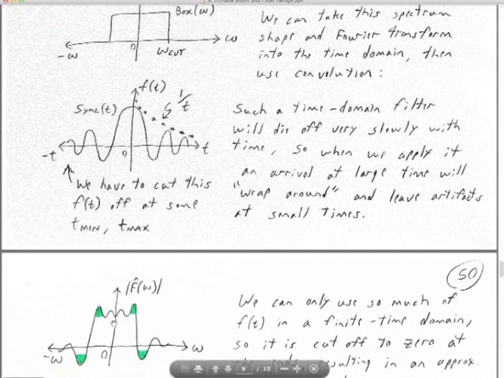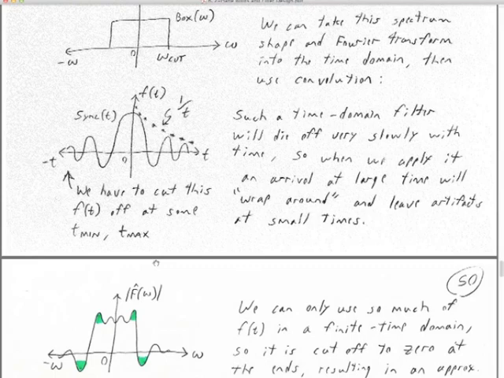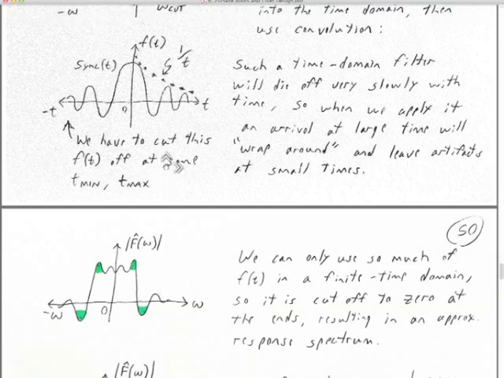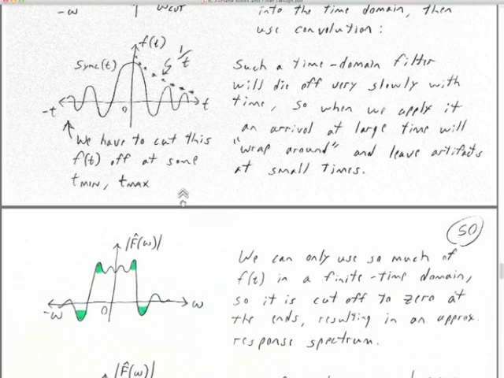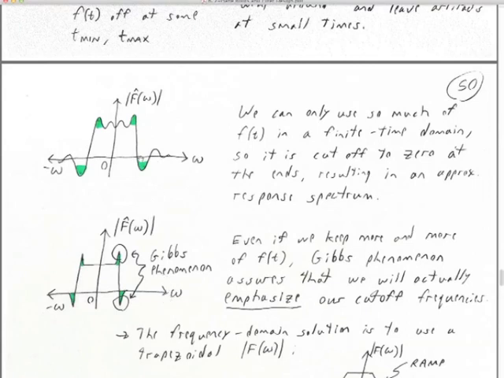Okay, it's not constant on the top of the boxcar. It's wavy, and it's not zero outside omega cut. It's got these side lobes. And the worst of it is, we might say, I want to keep everything right up to 59.99 hertz, because at 60 hertz is where I have all the noise from the power lines, and it is at exactly 60 hertz. So you try making this steep cut in your filter, and you end up actually, 60 hertz is going to be right here.